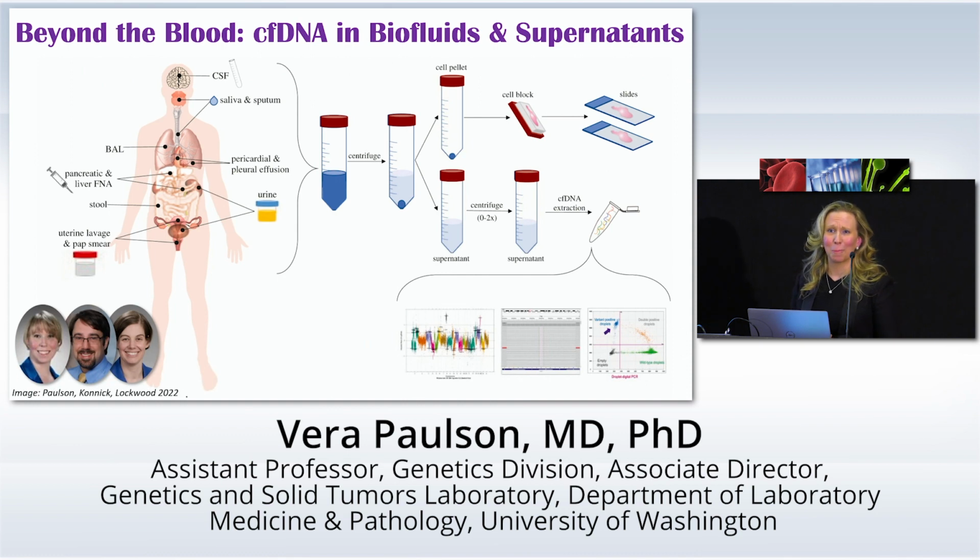So I've been talking about blood a lot. It turns out we can look in other compartments as well for cell-free DNA. This was pre-access to BioRender. I've been using a lot of the BioRender images, but basically we can take from these fluids, we can centrifuge, take that supernatant, and then run our assays.